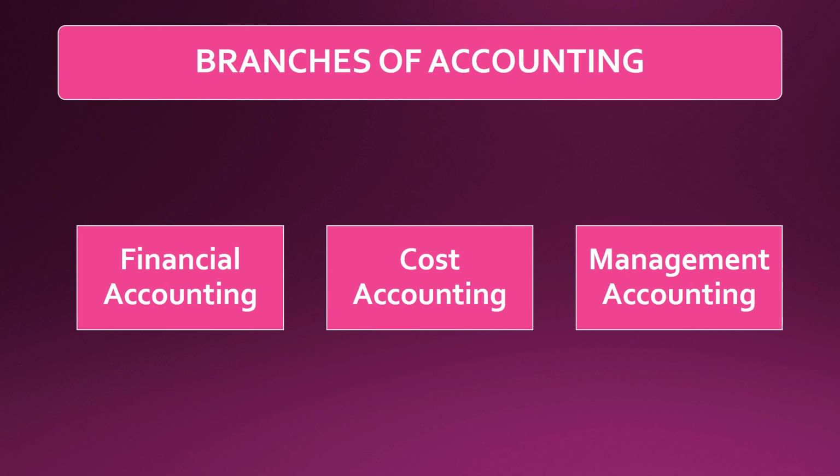The second one is cost accounting. Cost accounting is concerned with calculating the cost of the products, of the goods, cost of the operations, cost of the activities. It is that branch of accounting which deals with recording cost, classifying cost, summarizing cost, analyzing cost, communicating cost. It is that part of accounting which deals only with the cost.